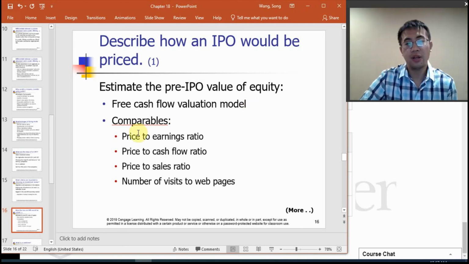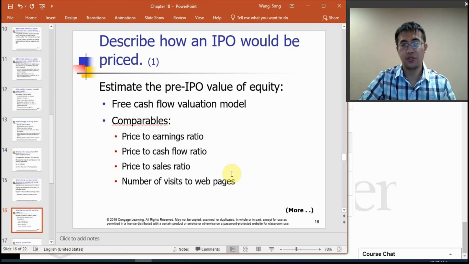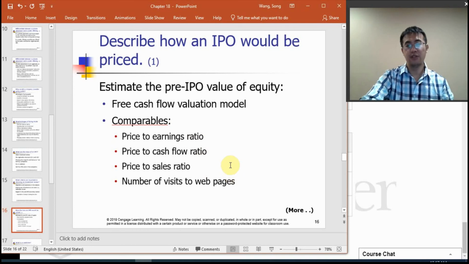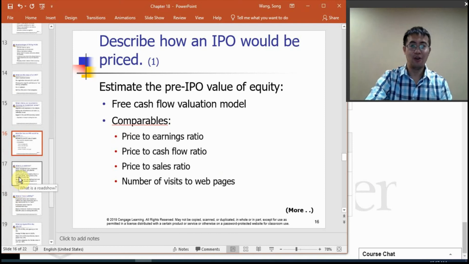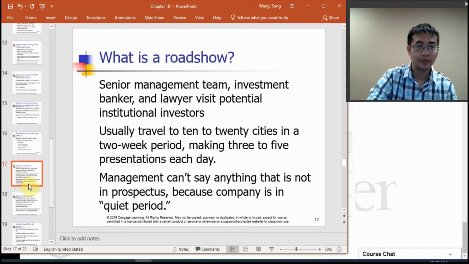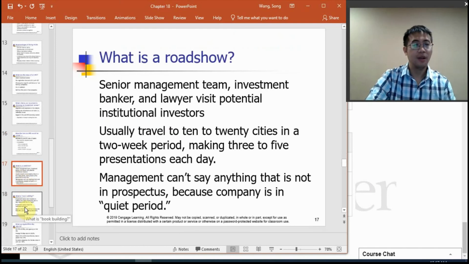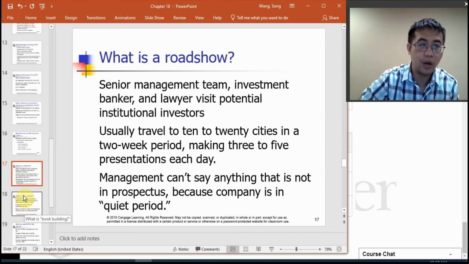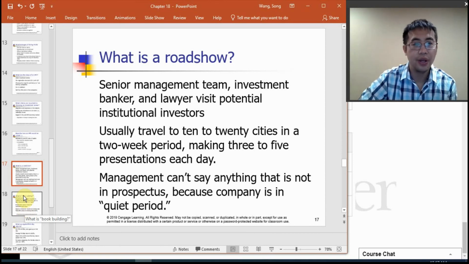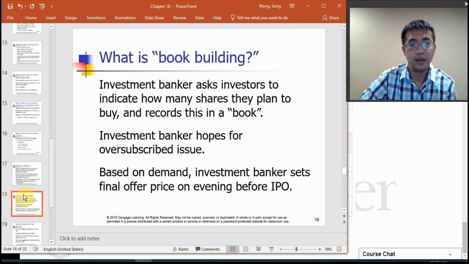And some other variables you need to consider would be the price to earnings ratio, price to cash flow ratio, price to sales ratio, and so on. So this is our chapter 3, the financial ratio chapter. I hope you don't forget that. And here are some more descriptions about the roadshow. You can take a look at it. All right, and here's some description about the book building process.